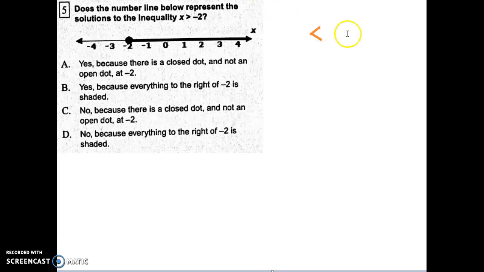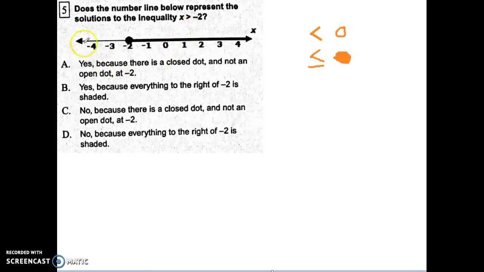this is an open dot, right? Let me see if I can paint here. So this should be an open dot, right? If it was greater than or equal to, then it's closed. I know, this is ugly. Oh my gosh, I cannot draw with my right hand. I'm left-handed. All right, so that's the difference here. This is a closed dot. That means it should have this symbol, which it doesn't.